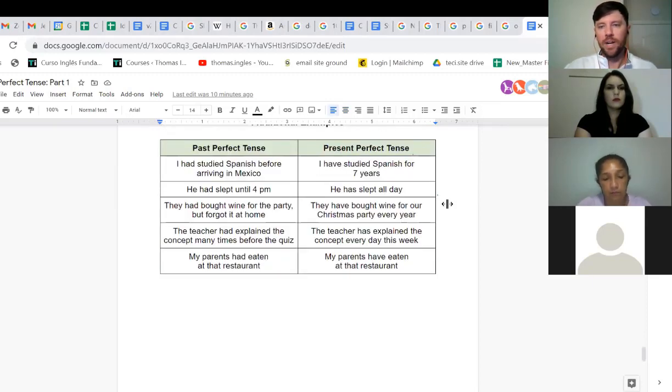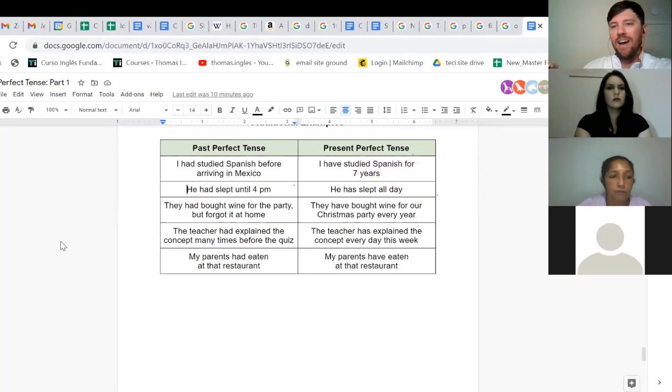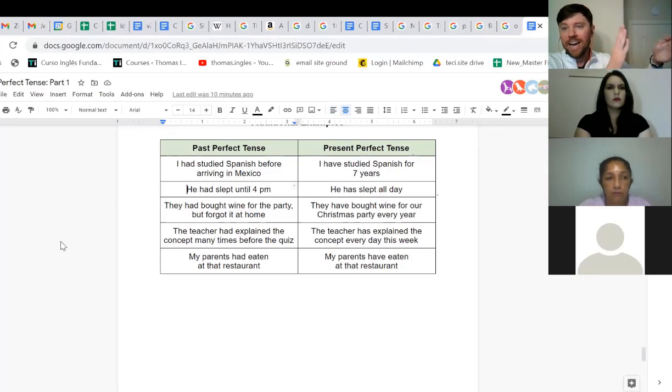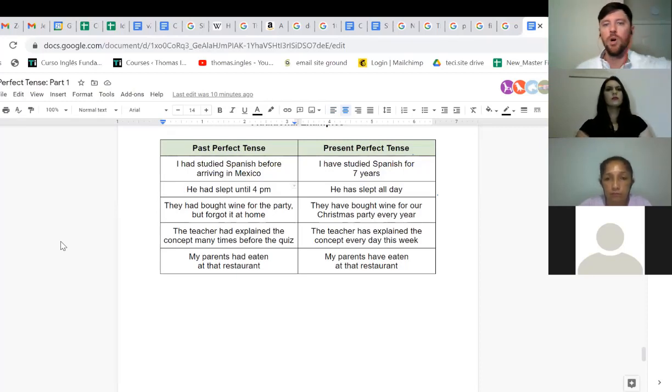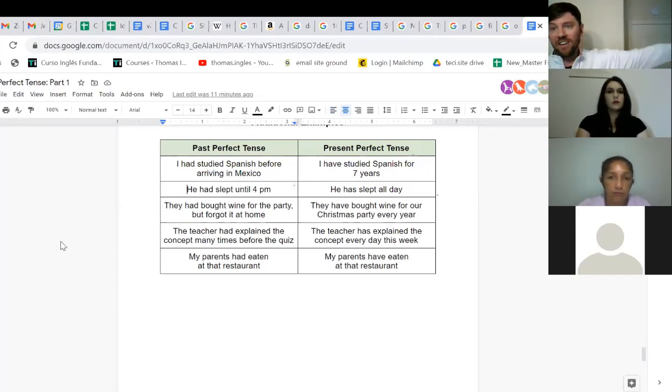All right. So a couple quick examples here. And this is past perfect and present perfect. I had studied Spanish before arriving in Mexico. So in the past, I started studying Spanish. I stopped before I arrived in Mexico. Por isso, eu vou usar o past perfect tense. O período de estudar espanhol parou antes eu cheguei no México. So I have studied Spanish for 7 years. That means I'm still studying Spanish. I started 7 years ago and I'm still studying Spanish until today.